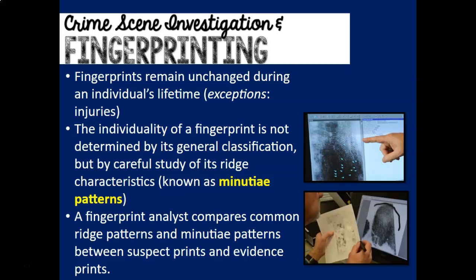A fingerprint analyst compares common ridge patterns between suspect prints and evidence prints, and that's how you actually end up with, when you see on CSI all those fingerprints flying by, and then you see, oh, a 99% match. That's what a fingerprint analyst does, goes through and actually compares all of those ridges to see if there's a match.